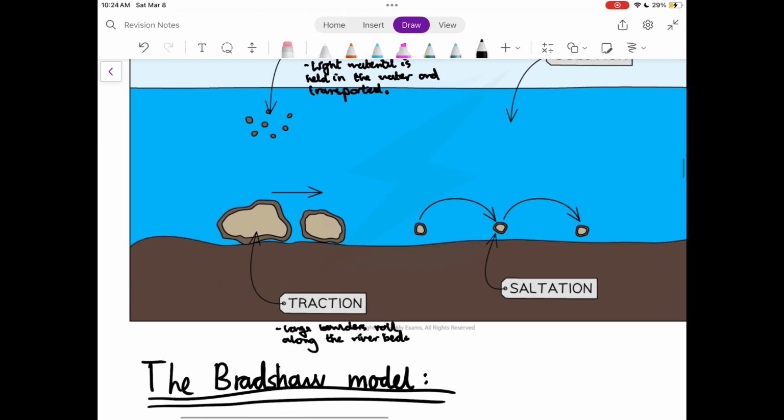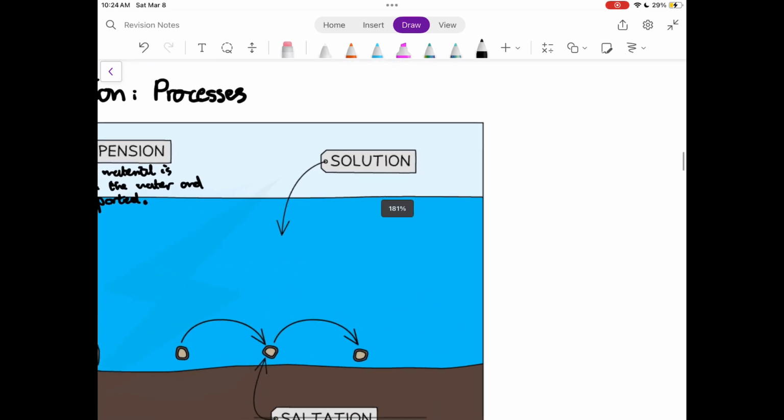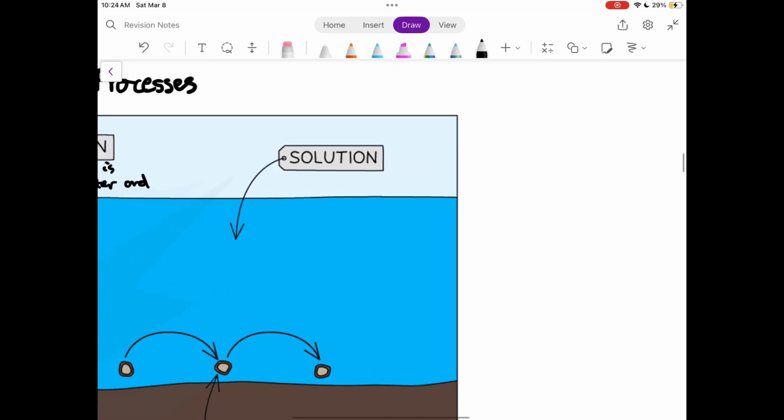Okay, so then you need to know solution as well. This is very similar to the one above. So when sediment is dissolved in water with a high pH or acidity.